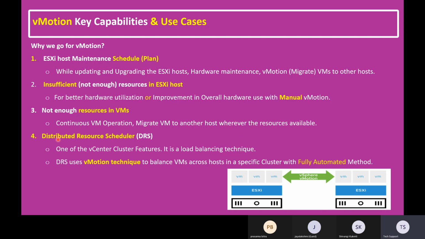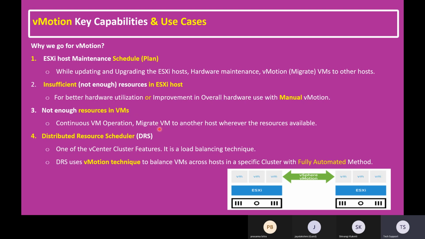And the fourth use case for vMotion is DRS. DRS full form is Distributed Resource Scheduler, and DRS is one of the vCenter cluster features. It is a load balancing technique. In our next class, I will explain DRS in detail, but in this session, just understand the point. DRS is also a load balancing technique, and it is a vCenter cluster feature. In the background, DRS also uses the vMotion technique to balance the load on your ESXi host virtual machines.